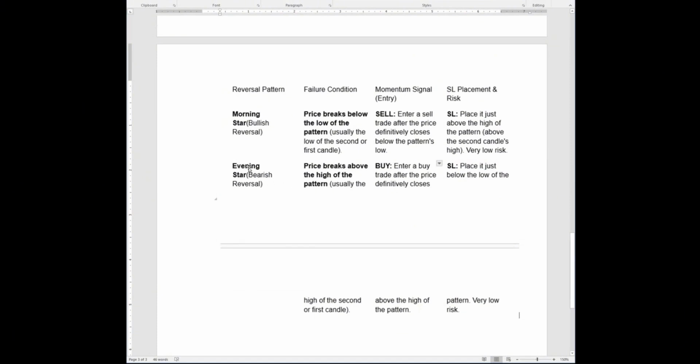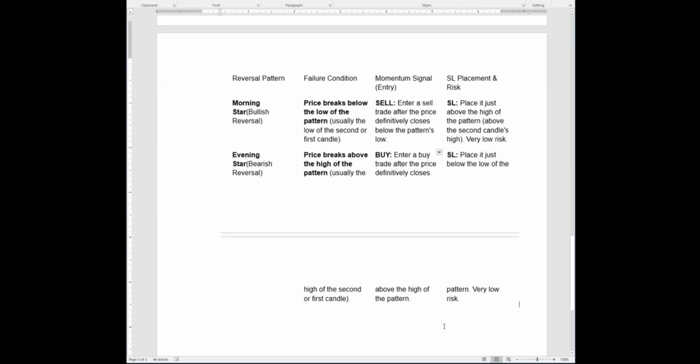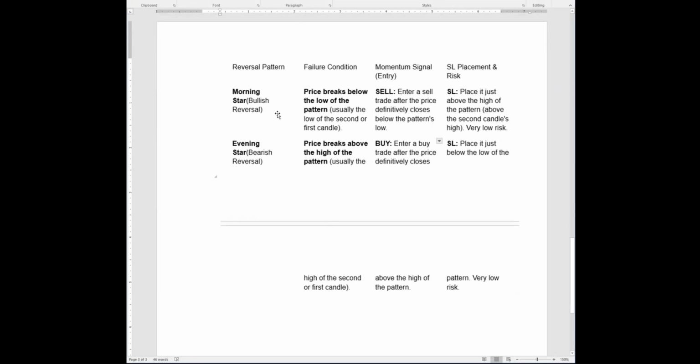And for the Evening Star, this is the bearish reversal, and it usually appears at the key resistance level, and of course, after a strong uptrend. Opposite to the Morning Star. The failure condition is the price breaks above the high of the pattern, usually the high of the second or first candle. For the buy, enter a buy trade after the price definitively closes above the high of the pattern. It is the opposite of the Morning Star.